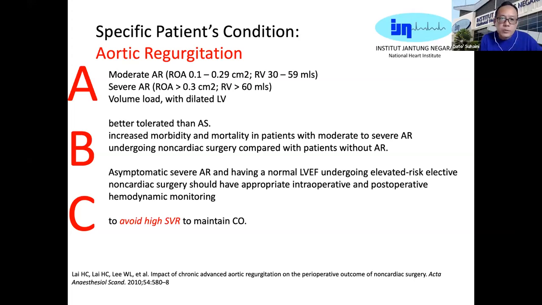In comparison to the stenosis, regurgitation is a volume overload condition. It is usually associated with a dilated left ventricle. Asymptomatic severe AR with a normal ejection fraction undergoing non-cardiac surgery should have appropriate intraoperative and postoperative hemodynamic monitoring. And when we manage this patient, we should avoid high SVR to maintain good cardiac output.